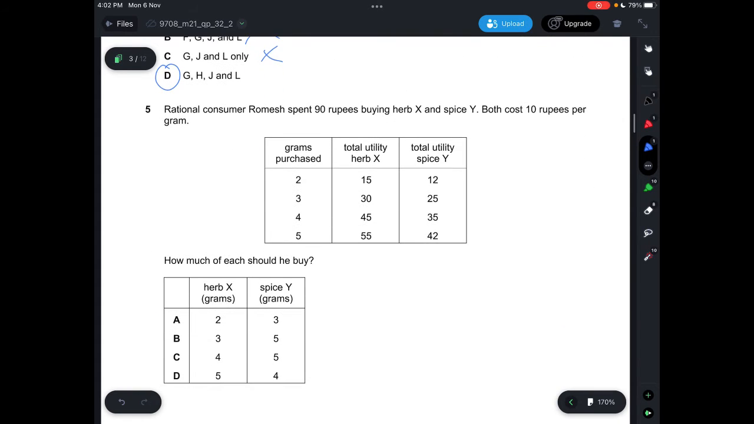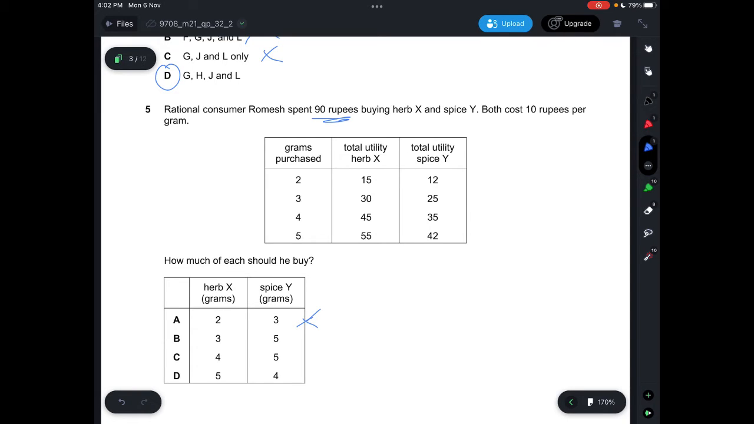Question 5: rational consumer Romesh spent 90 rupees buying herb X and spice Y. Both cost 10 rupees per gram, and how much of each should he buy? Okay, so then we need to maximize his spending of 90 rupees. If you look at A until D, A is 2 grams of herb X and 3 grams of spice Y. So you add up together, you get 5 grams. 5 grams times 10 rupees, you get 50 rupees. So that's not maximizing his spending, so that's not the answer.